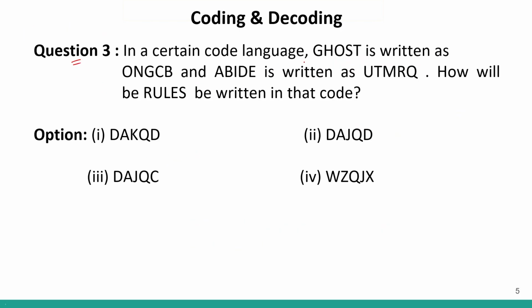Question number 3, certain code language, GHOST is written like this, ABIDE is written like this. We have to find the code for RULES. Okay, so now if I see GHOST, G-H-O-S-T is written as O-N-G-C-B. So for G, the code is how much? Forward ranks for G is 7, H is 8, O is 15, S is 19, and for T it is 20. And for the code, B is 2, C is 3, G is 7, N is 14, and O is 15.